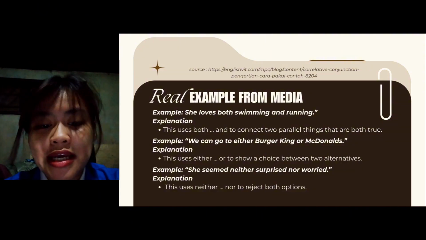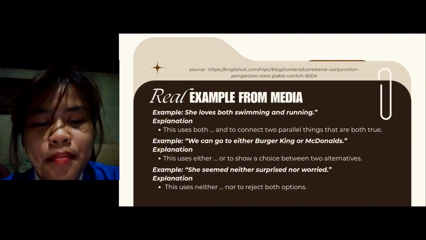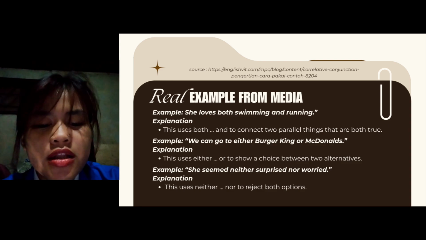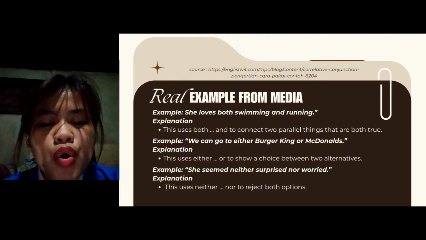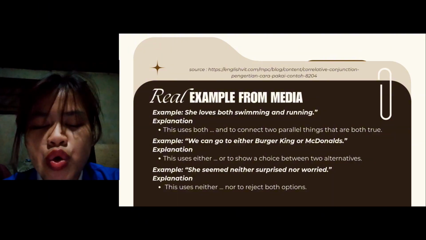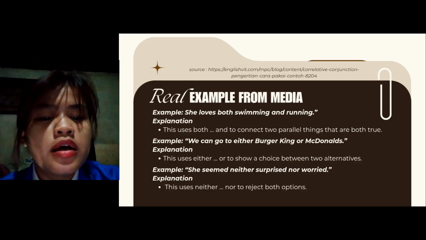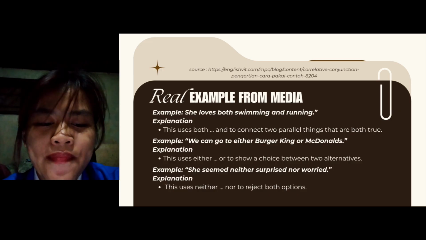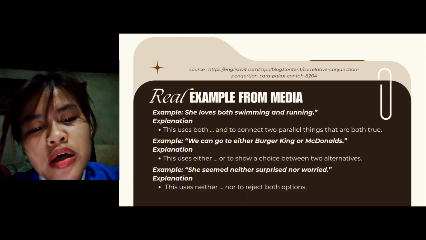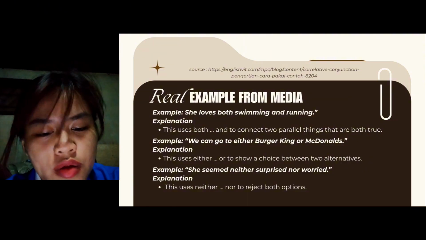Second example: we can go to either Burger King or McDonald's. Explanation: this uses either or to show a choice between two alternatives. Example 3: she seemed neither surprised nor worried. Explanation: this uses neither nor to reject both options.